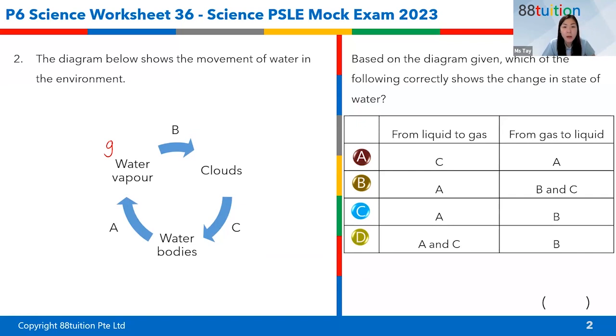G for gaseous state. How about the clouds? Remember, I'm going to write L this way so that you all know that this is L and not capital I. Yes, tiny water droplets. What about water bodies? Very clearly, it must be liquid state, right? So when you see questions like this, quickly annotate.